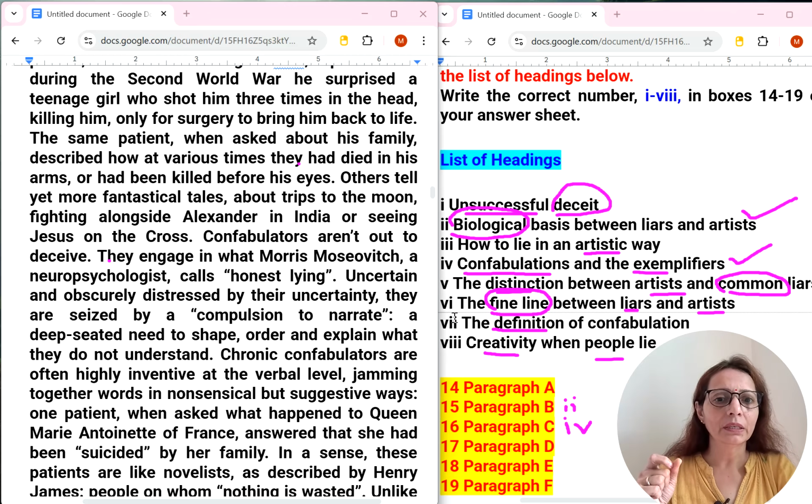It means seventh will not come. Seventh is a wrong option here. I don't think it will match in any paragraph. Now we have selected the correct one.